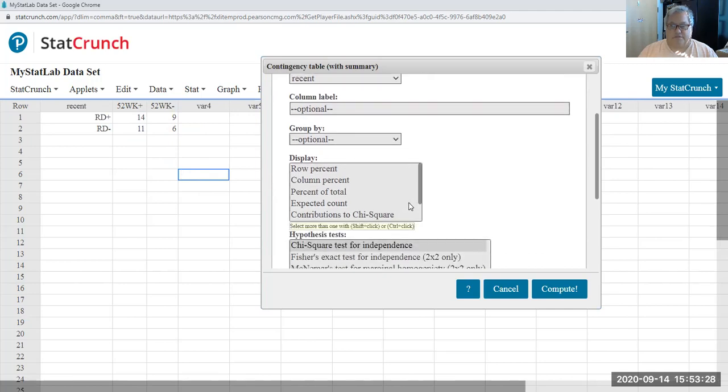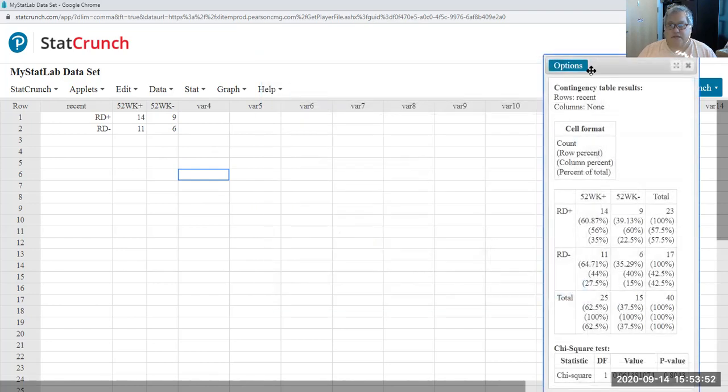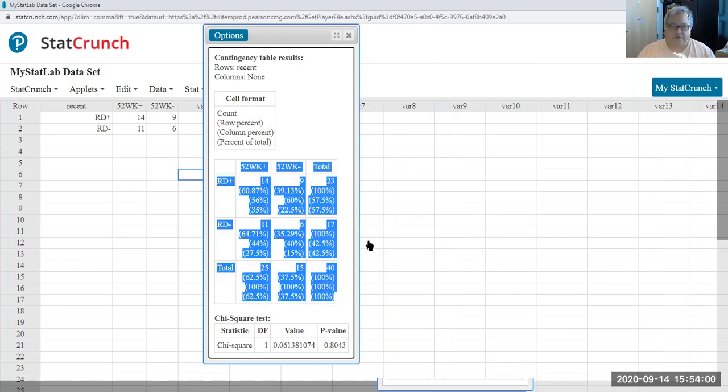The third part of this calculation is the display. What are you going to be displaying about this particular contingency table, aside from subtotals by row and column, the so-called marginal distributions of the data? Well, as we said earlier, we want to calculate the row, the column, and the percent of total. So I'm going to highlight those three items, and by clicking Compute, I'm going to get a table, and this table is going to have every single possible answer to any question about a relative frequency with respect to these particular 40 stocks.